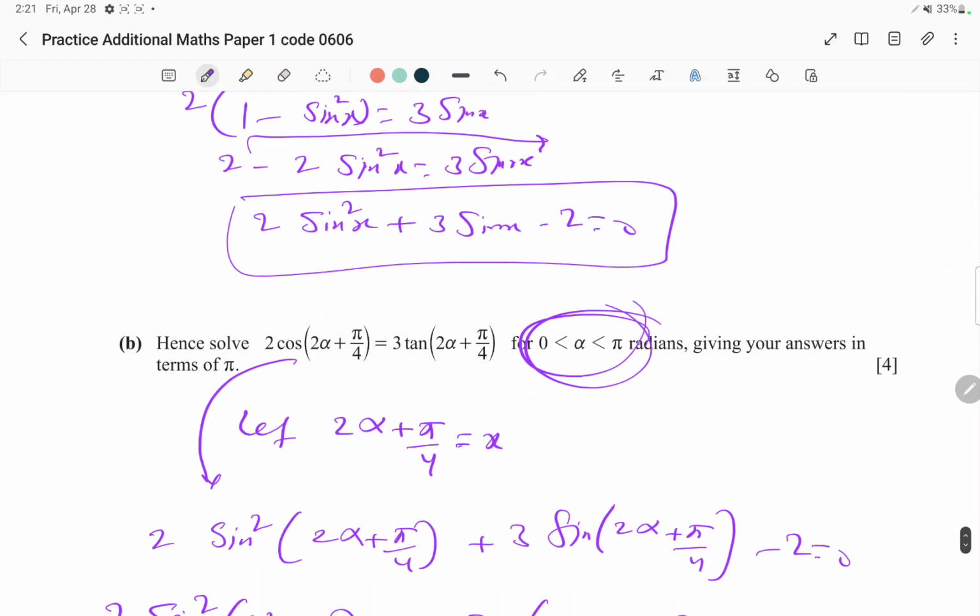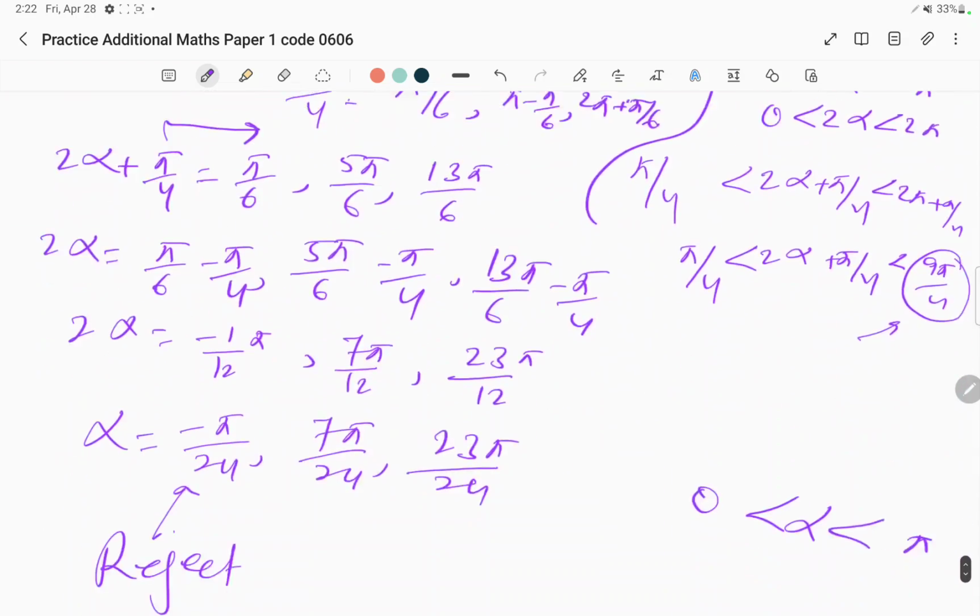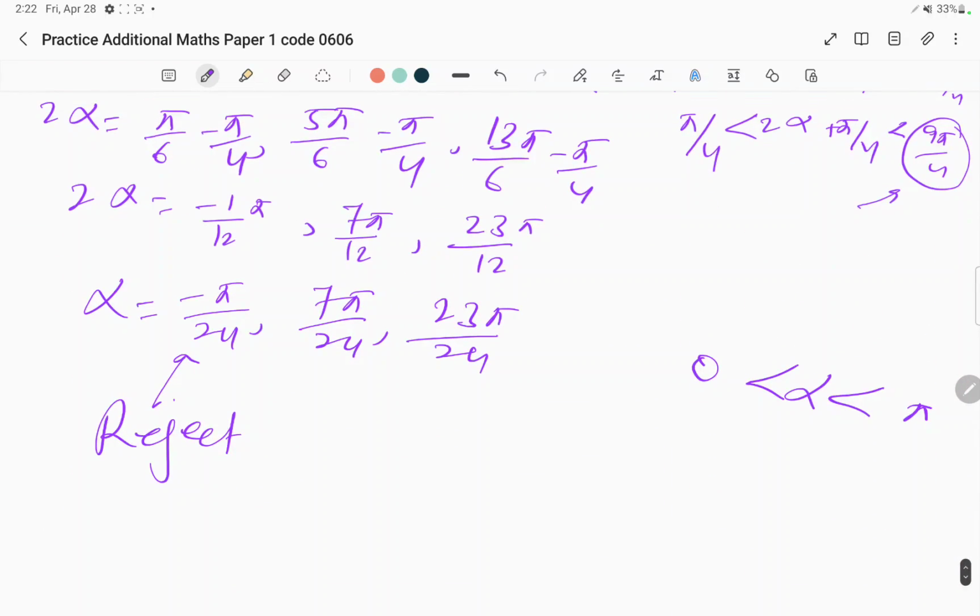Is there any other condition? The question says to solve for alpha from 0 to pi radians, and give your answer in terms of pi. And next, 7 over 24, yeah, we have to accept it, because 7 over 24 pi is smaller than pi. So yeah, we have to accept it. So 7 pi over 24.